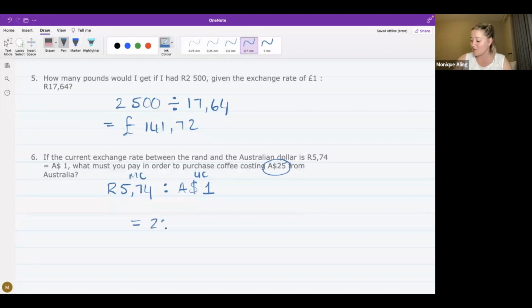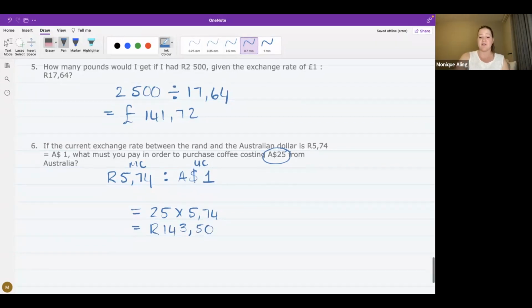So we are working out a multiple currency. So we take the 25 Australian dollars times by the exchange rate, which means that coffee will cost you 143 Rand and 50 cents. So I know when you work it out, it'll just tell you 0.5 in the calculator. Please remember to add the 0 because money needs to have 2 decimal places. Otherwise, you will not get the answer mark. Okay, good. Awesome. Nice. Looks like you guys really got this.